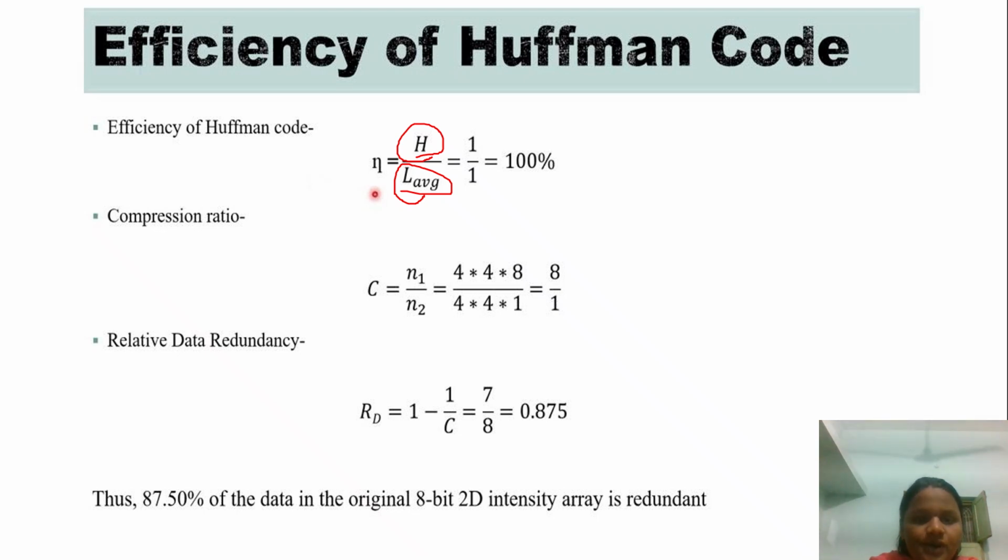The compression ratio is C equals N1 by N2, where N is the Huffman coding efficiency. Then we are compressing, which means the efficiency of the first one divided by the efficiency of the second one. This is the basic compression ratio used in Huffman coding. The relative data redundancy, denoted by RD, has the formula 1 minus 1 by C, where C represents the compression ratio of the two codes. These are the basics.